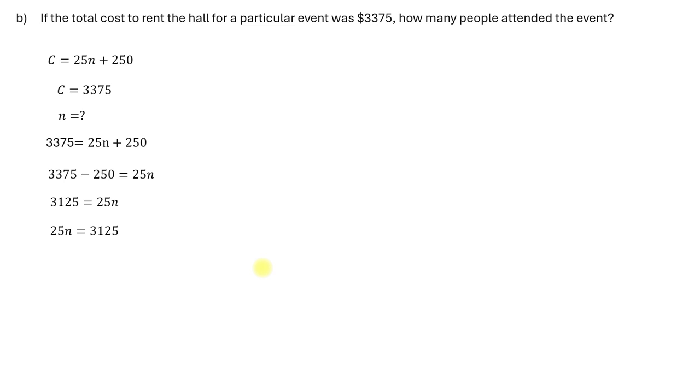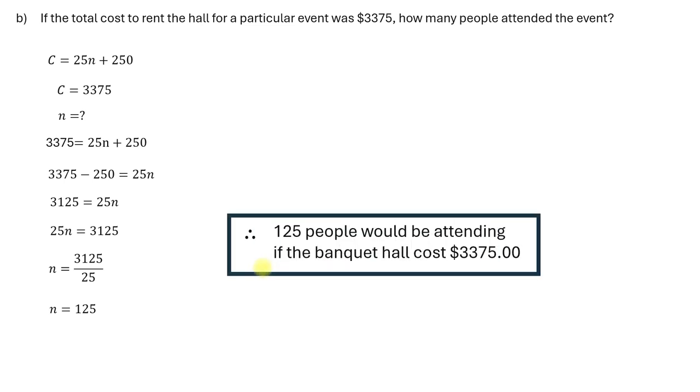We've just rewritten it this way because, as I've said previously, we want to have the variable on the left-hand side. So now, if 25 times N equals 3125, then N by itself will equal 3125 divided by 25. And when we punch that number into our calculator, we're left with a value of 125 for N. So we can state that if the cost is 3375, that would mean 125 people would be attending the banquet.